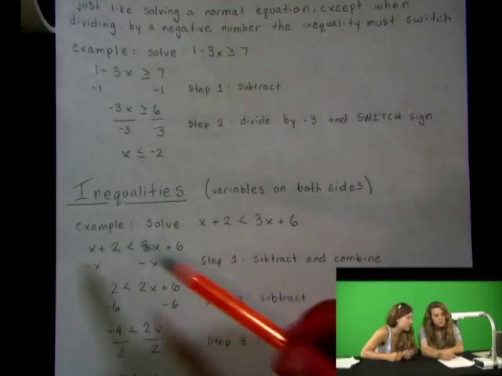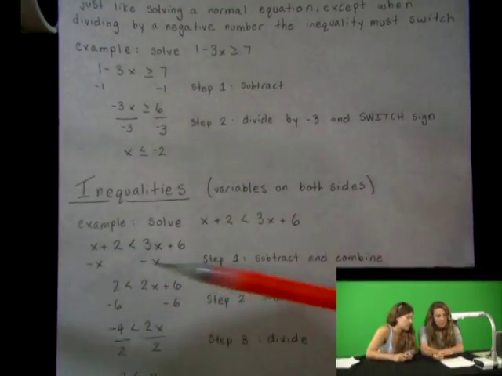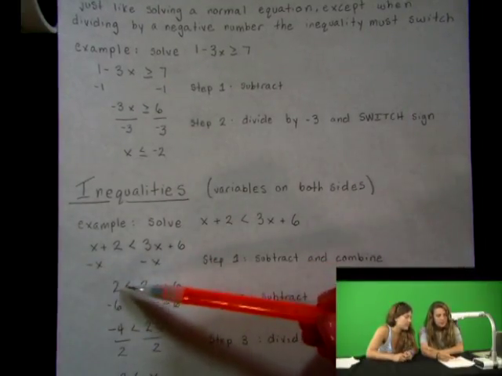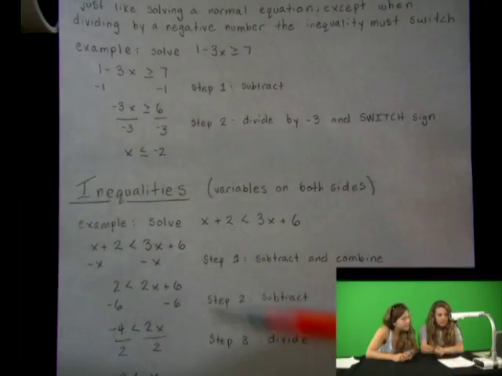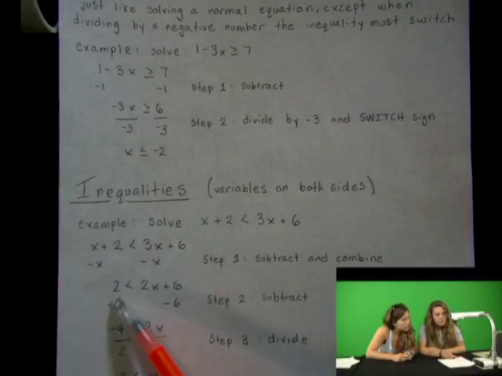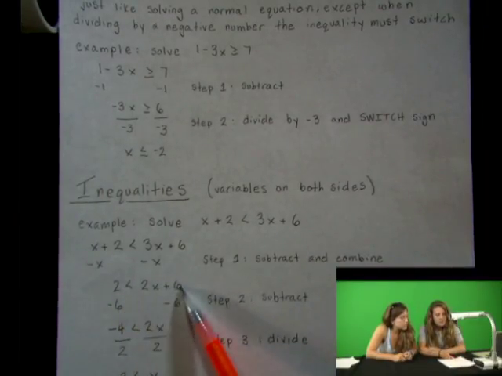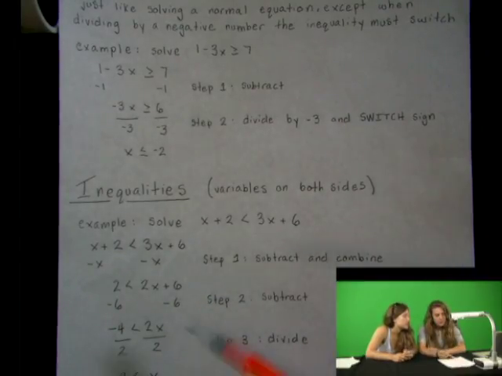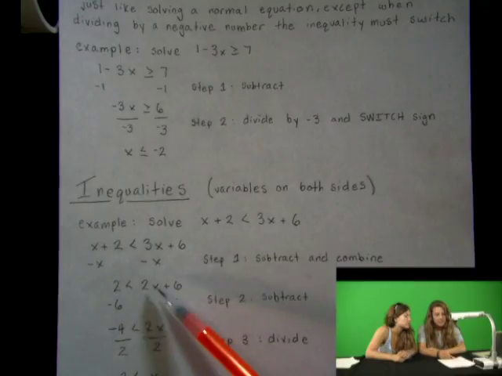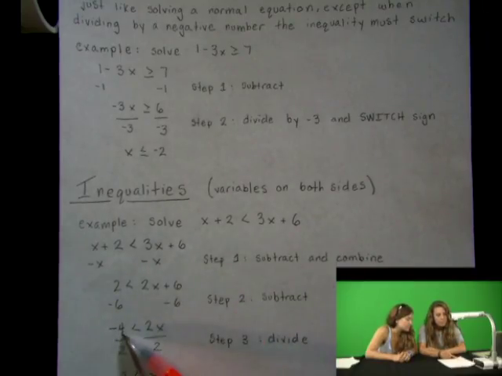So we subtract x from both sides, and we're left with 2 is less than 2x plus 6. Now we're at this point: 2 is less than 2x plus 6. What should we do? Just subtract 6 from both sides to isolate the x, and you're left with negative 4 is less than 2x.